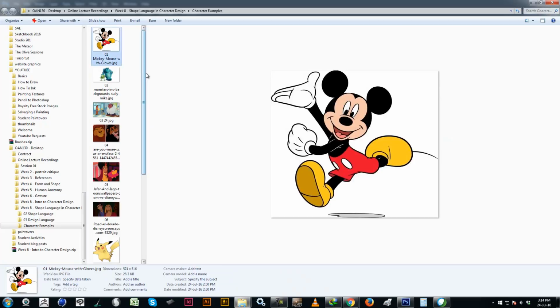So first off, super simple, Mickey Mouse. Basically, he's all circles, his head, his ears, his hands are really rounded, his feet are really rounded. What's the point? The point is he's supposed to be friendly, his personality is friendly, approachable, he's supposed to be kid-friendly, all that kind of stuff.